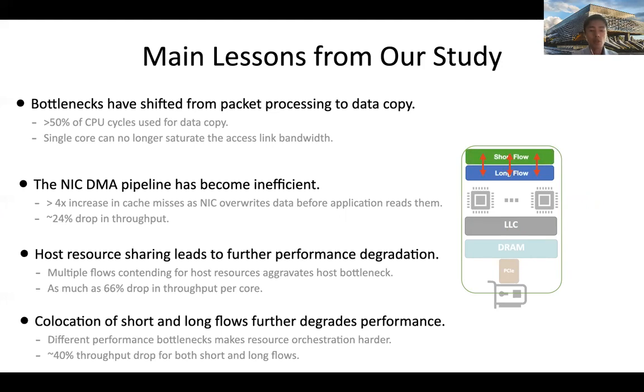Lastly, it turns out the short and long flows have different performance bottlenecks, which make it hard to efficiently orchestrate host resources when these flows are co-located. We see a 40% throughput drop for both short and long flows when co-locating them. In the rest of the talk, I will walk you through each of these takeaways one by one and provide intuition and evidence for these observations.